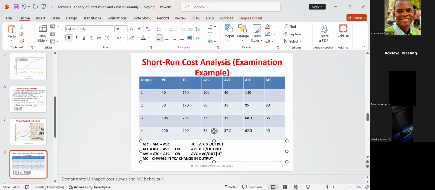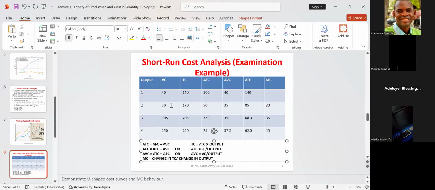So if you look at this table, let's look at this table together now. If I look at variable cost, if I ask you now, let me call some names. Mayowa Atoyebi, I saw your video some time ago. Can you unmute yourself? Unmute yourself, Mayowa. Okay, fine. So how do you get 70? Look at 70 under variable cost. How did they get 70?